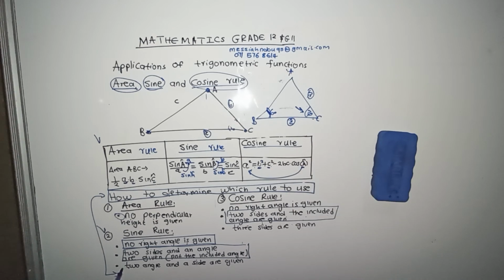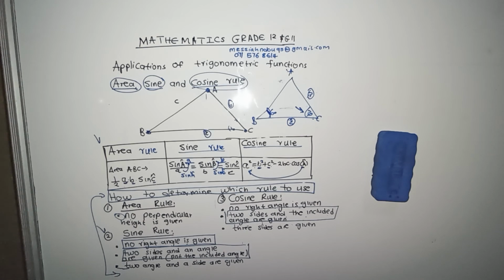That's it. So lastly, under the sine rule, two angles and a side are given, and you can also apply the sine rule. Again, no right angle is given. Meaning that for each of the rules, the area rule, sine rule, and cosine rule, you are prohibited from using a right-angled triangle. When you see a right-angled triangle, forget about any of these rules.